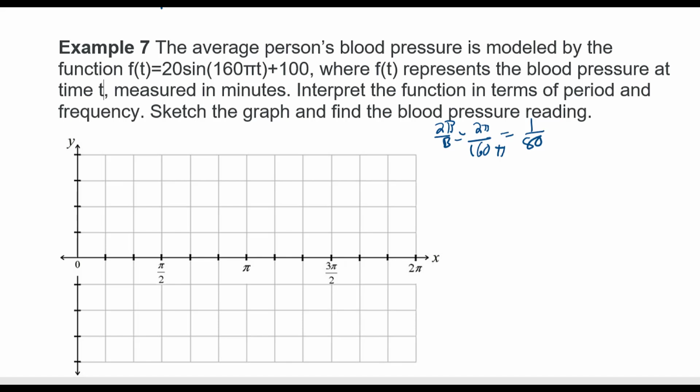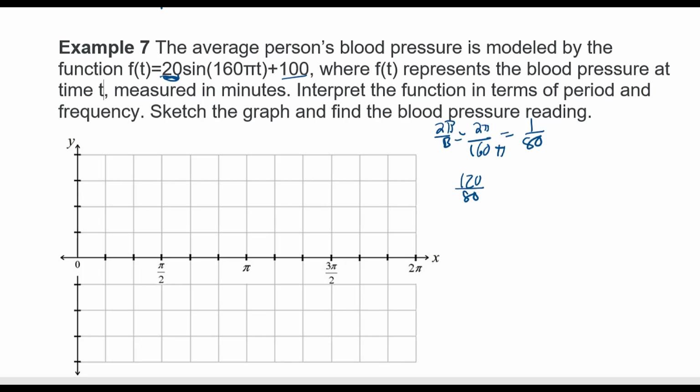So on the blood pressure graph, looking at this function, 20, and the most sine could be is 1. 20 times 1 is 20, plus 100 is 120. So we're talking about a blood pressure of 120 over 80.